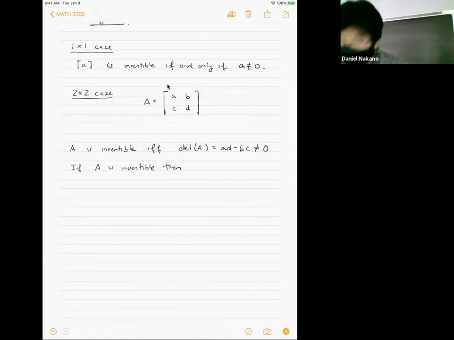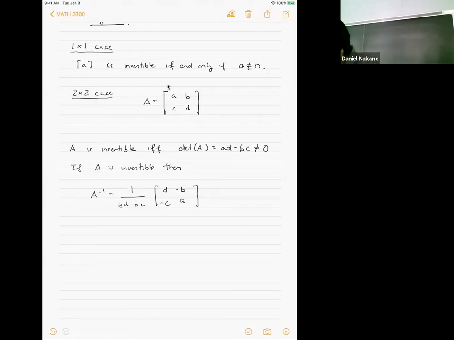Okay. And if A is invertible, then we actually have a formula for the inverse. A minus 1 is 1 over AD minus BC. Then what you do is you switch the A and the D, and then you negate B and C. Okay, if you say it to yourself like 3 times, you'll remember the formula. Any questions on this so far?